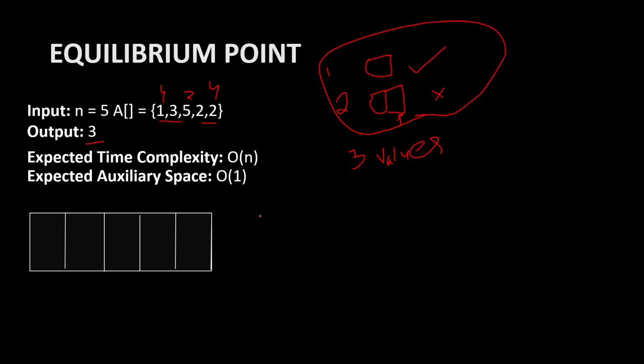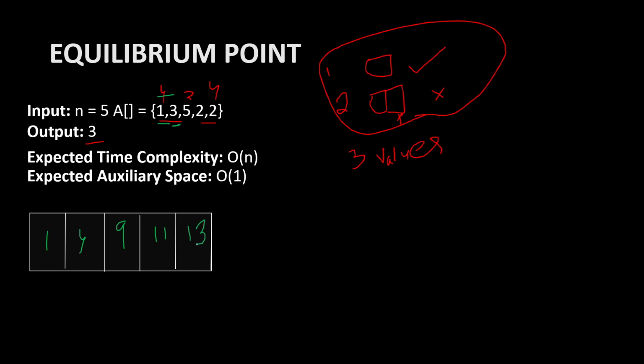Now, to get the sum value from left and right, we take another array and store the running total of the values up to that index position. Like for index 0, we take 0 plus 1. Then for the next position, 1 plus 3, which will be 4. Similarly, we keep adding: 4 plus 5 is 9, 9 plus 2 is 11, and 11 plus 2 is 13.